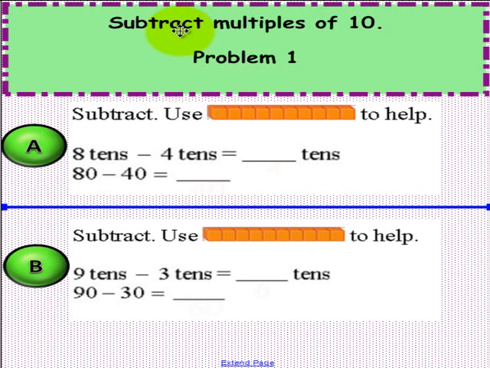Problem 1. What we're going to do is subtract multiples of 10. You'll notice that it's divided up into two parts, A and B. Here is the problem for the first one. 8 tens minus 4 tens equals what? Write that number here. So then 80 minus 40 is what? Write the answer here. For B, subtract. 9 tens minus 3 tens equal how many tens? Write that number here. And then 90 minus 30 equals how much? And write the correct answer there. If you would please, pick up a pen to solve this first problem.